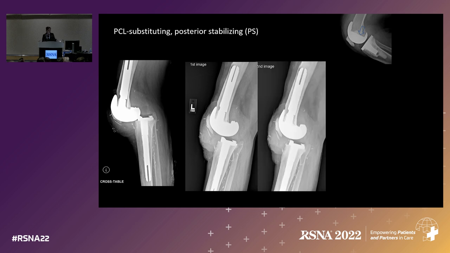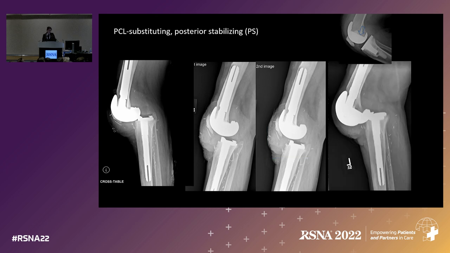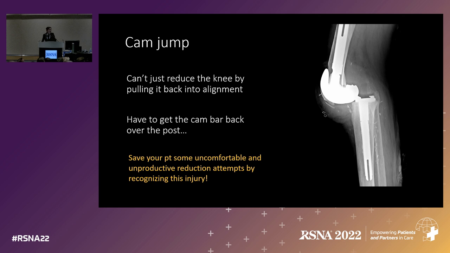You know, we keep trying to reduce it. It's not ending up where it's supposed to be. It's still sitting posterior, right? Because that bar is in front of the post. And so obviously he came back like this again. So this is cam jump.